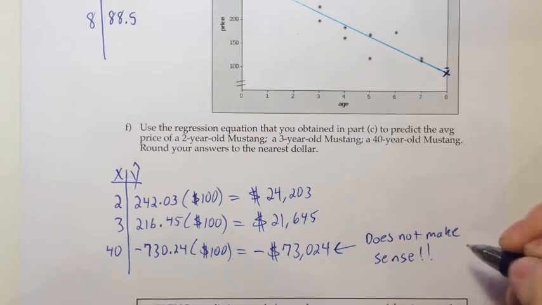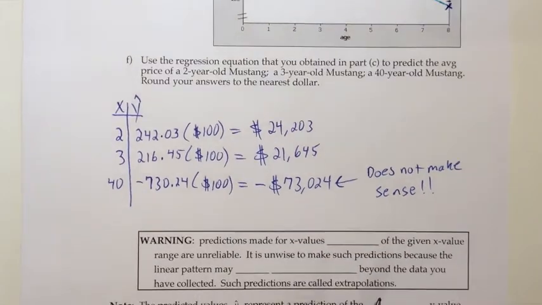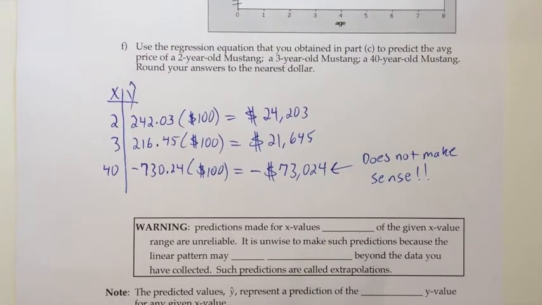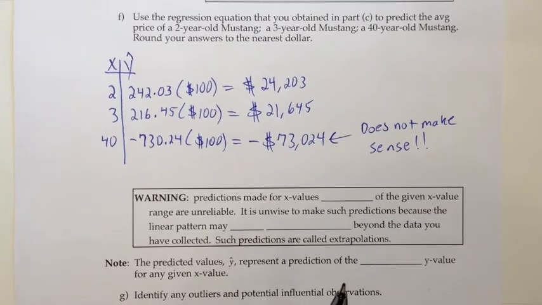And you know, how much would a 40-year-old Mustang be? I guess that would depend a lot on its condition, but a lot of times that would be considered a classic car, so it might actually be pretty valuable, but it certainly wouldn't have a negative value. And when you get a prediction that bad, I think that there should be a warning that comes with that to kind of think about what went wrong. So let's go ahead and take a look at this warning box.